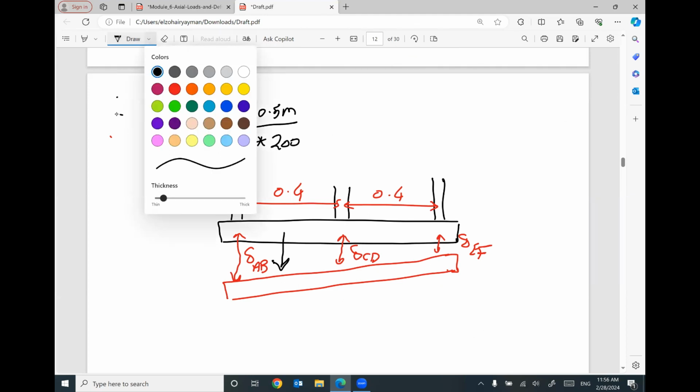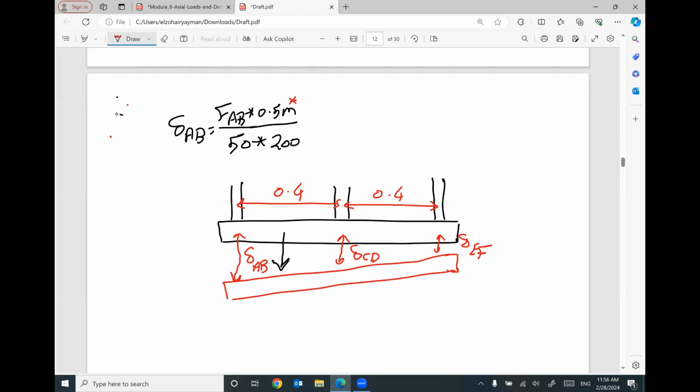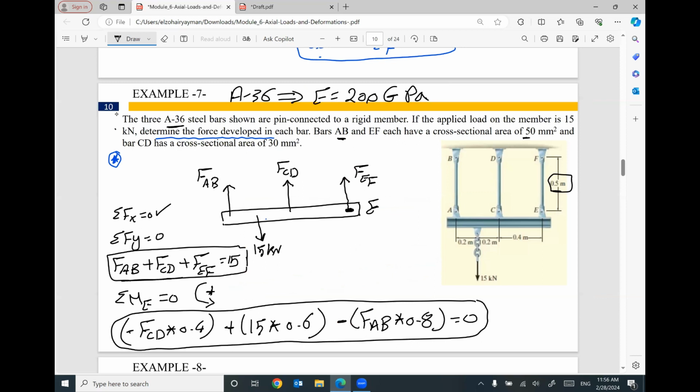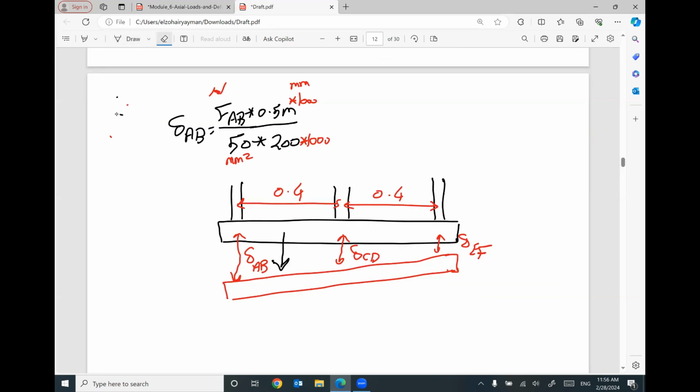So I need to adjust the units first. This one in meter, I will multiply by 1000 to be in millimeter. This one in millimeter square, we are good. This one is gigapascal, I have to multiply it by 1000 to be in megapascal, which is Newton per millimeter square. That means the force will be in Newton. Or since this force is in kilonewton, I can remove this 1000 and keep it in gigapascal. That means this force will be in kilonewton. That will be good. So delta AB will equal 0.5 times 1000 divided by 50 times 200, which is 0.05 FAB.